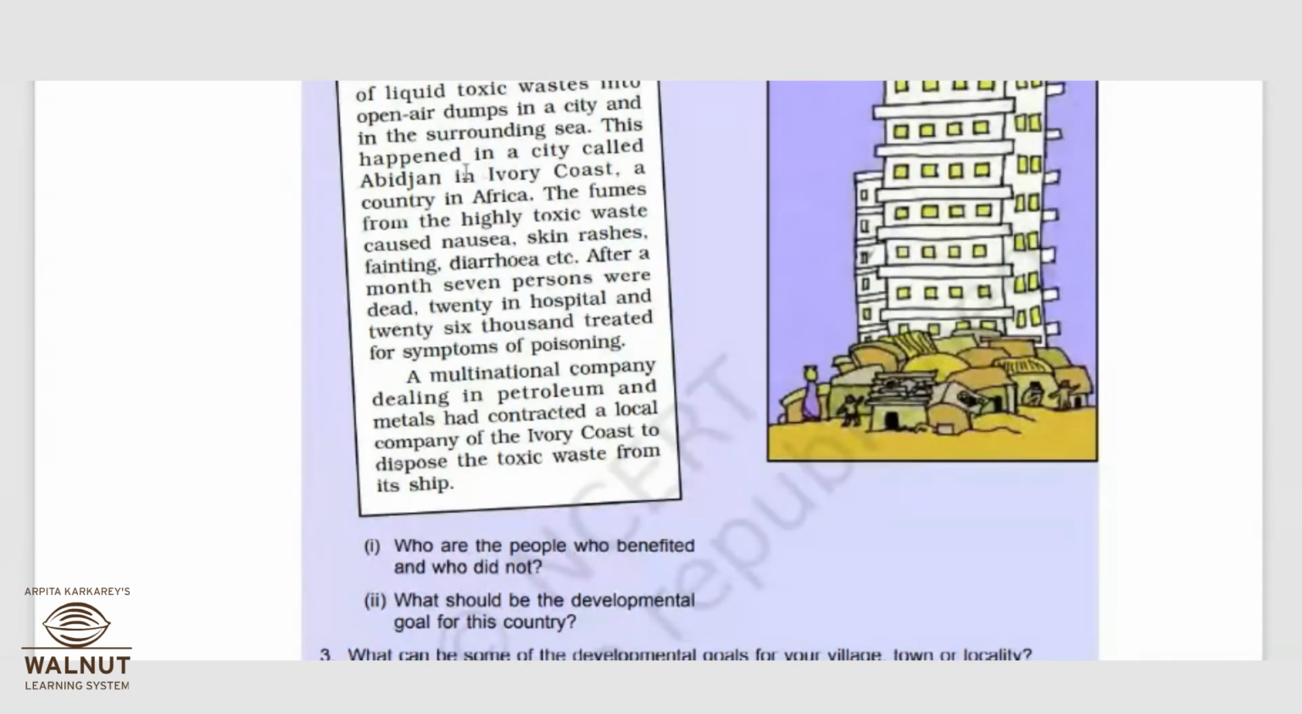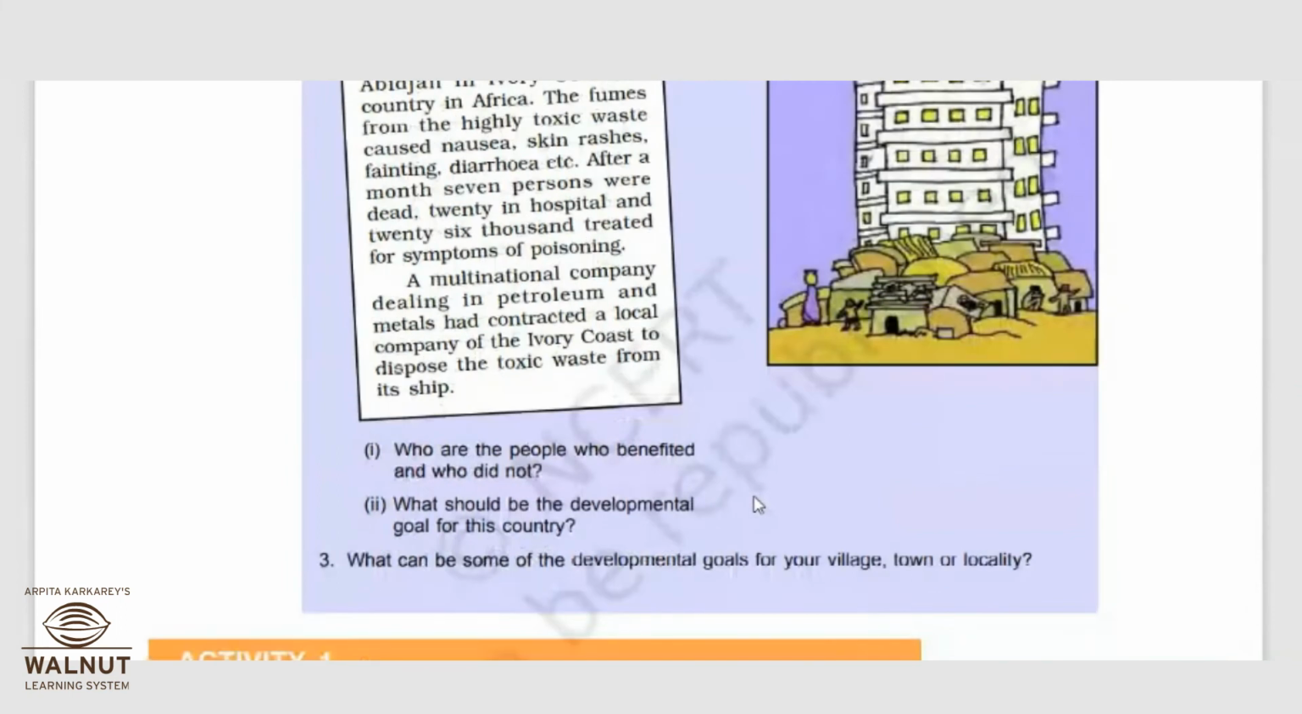Okay, the people of the city did not benefit because the fumes from the highly toxic waste caused a lot of illnesses to them. Okay. What should be the developmental goal for this country? It should be based on what? What needs to be improved for this city, basically? Some dumping area should be changed. So first and foremost, I just want to compartmentalize it into some discipline.